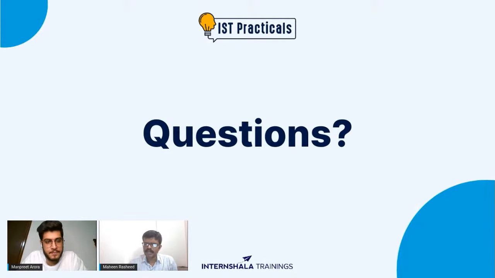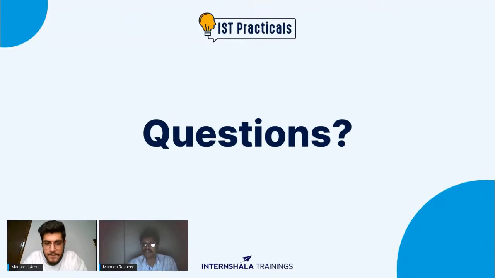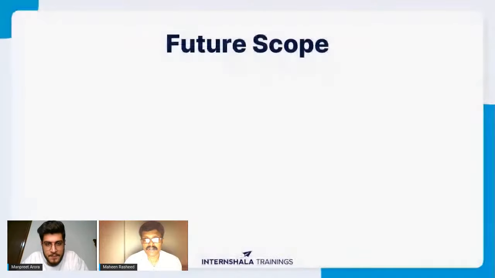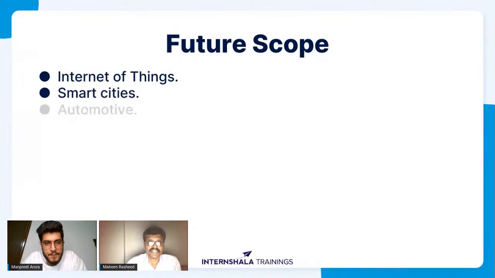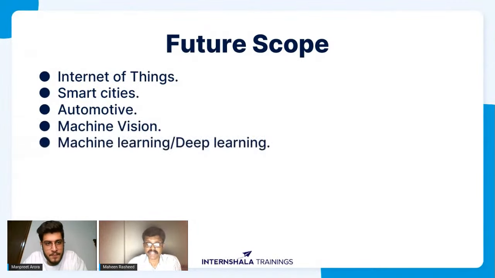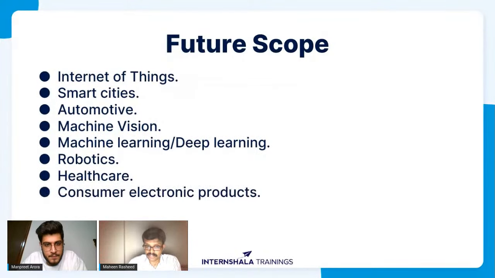Yeah, Manpreet. For anyone passionate about embedded systems, this is a very exciting phase because there is a lot of innovation happening, and that too at rapid pace. For example, innovations are happening in Internet of Things, smart cities, automotive, machine vision, machine learning or deep learning, robotics, healthcare, and consumer electronic products. Even in sectors like space, where once only government entities had scope, now privately funded R&D companies are innovating.